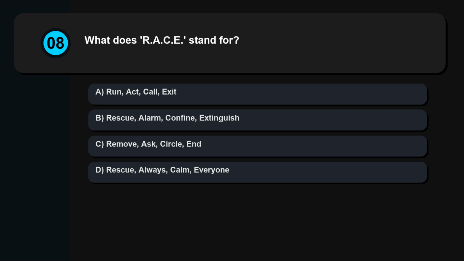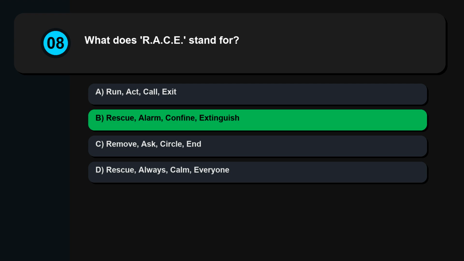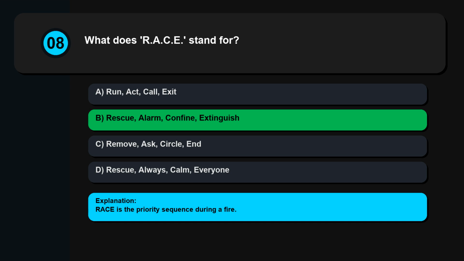Question 8. What does RACE stand for? Run, act, call, exit; rescue, alarm, confine, extinguish; remove, ask, circle, end; rescue, always, calm, everyone. RACE is the priority sequence during a fire.